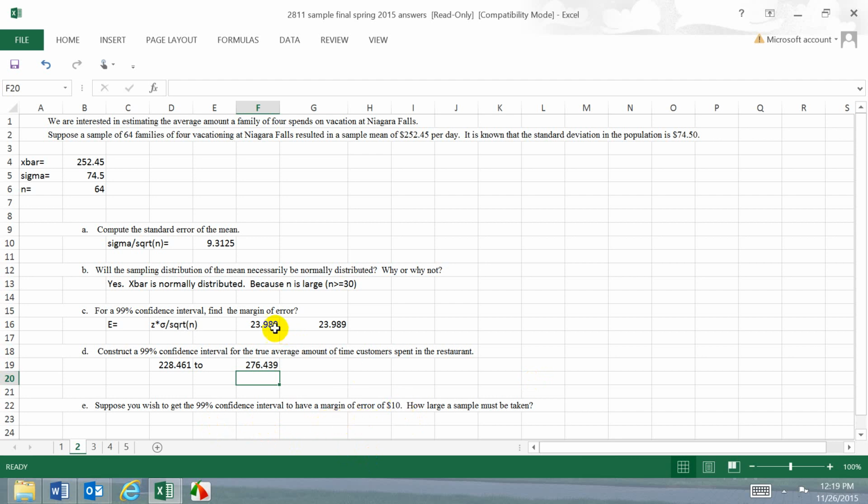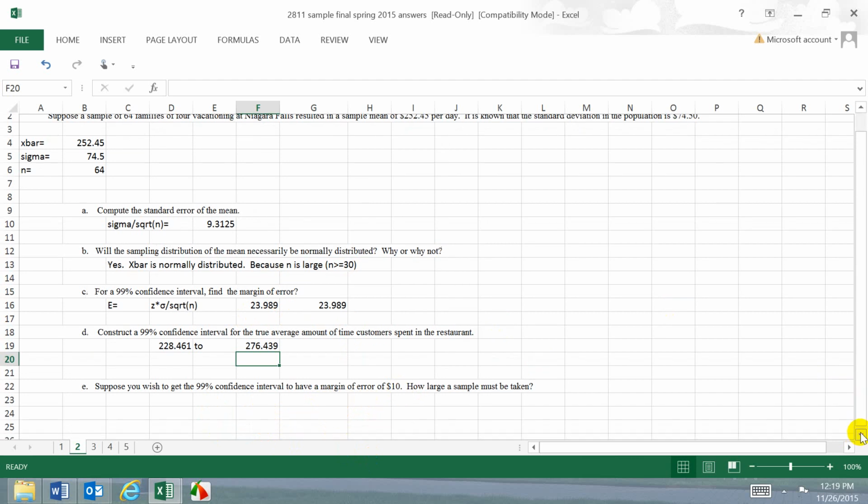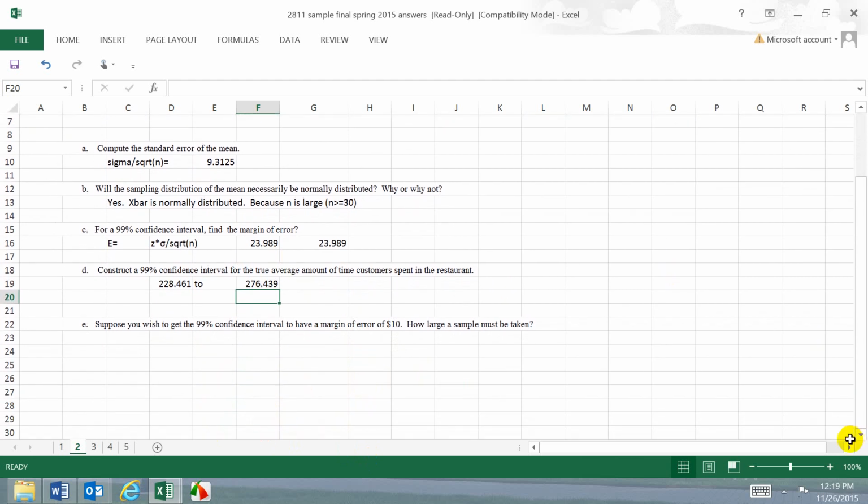And finally, for part E, suppose you want the 99% confidence interval to have a margin of error of 10. Our margin of error was 23. So if we wanted to have a margin of error of 10, will the sample size be lower or higher than the 64? Well, the smaller you want the margin of error to be for the given level of confidence, the larger the sample size is going to be.